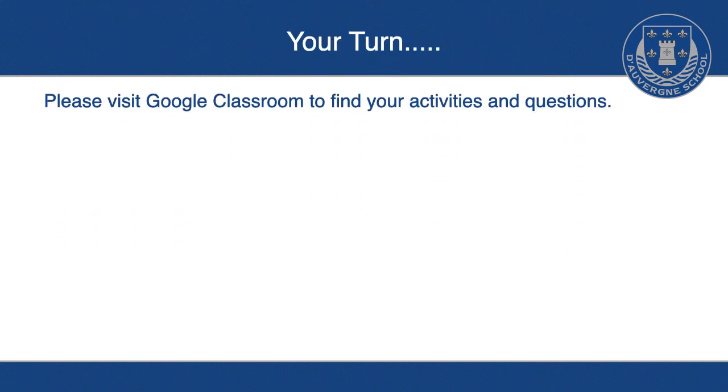And now it's your turn. So go on to Google Classroom, have a look at your activities, and remember all of the language we've been learning about. Remember what the arrows are for. Remember how we can use letters to label our lines. Good luck.